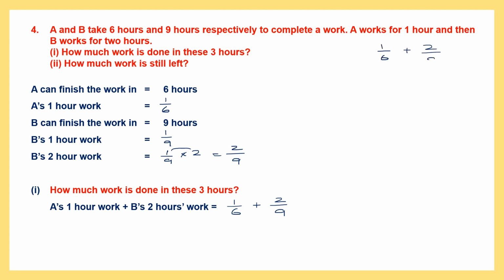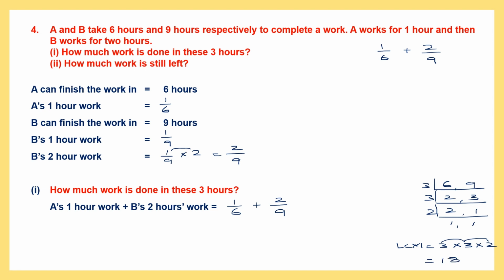When we add, we need to find the LCM. So let's find the LCM of 6 and 9. Let's use 3. 3 twos are 6, 3 threes are 9. Let's continue with 3, 2 and 1, and then let's continue with 2, 1 and 1. Now LCM is equal to 3 into 3 into 2. 3 threes are 9, 9 twos are 18. So the LCM is 18.